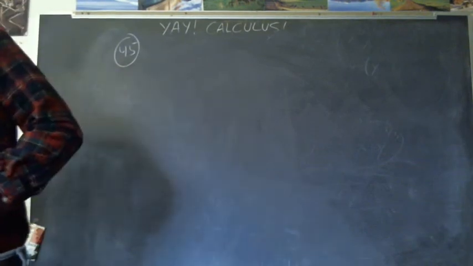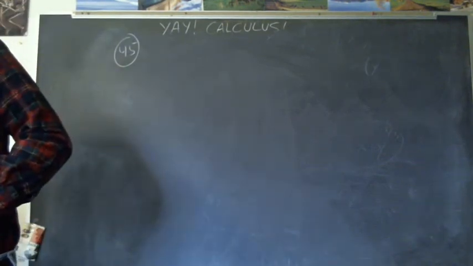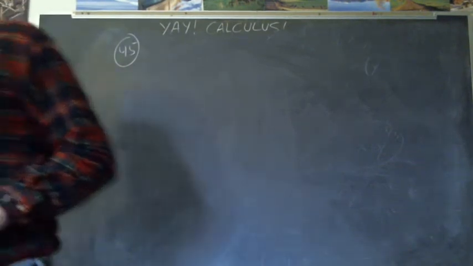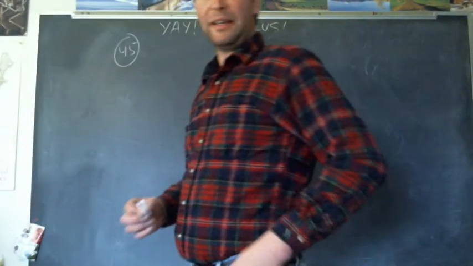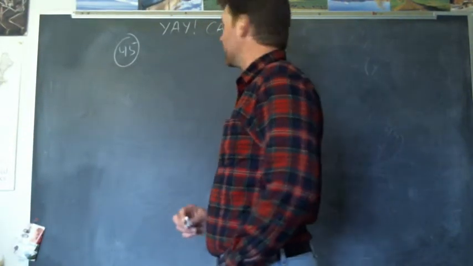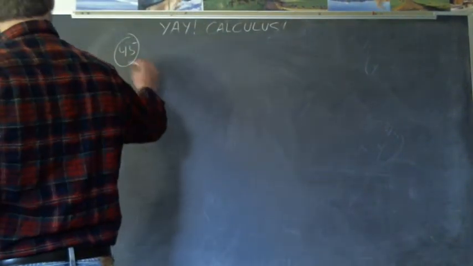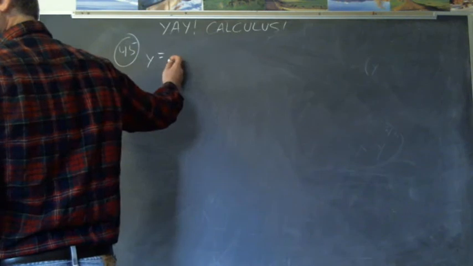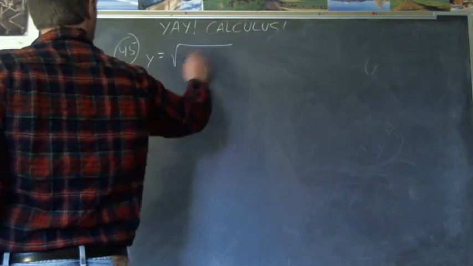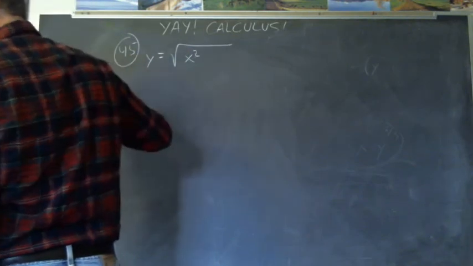What we need to do now is find equations for tangent lines and normal lines. So in each case, we've got to find the slope at the indicated point. Slope, of course, is the first derivative. So number 45 looks like y equals the square root of x squared minus 2x.